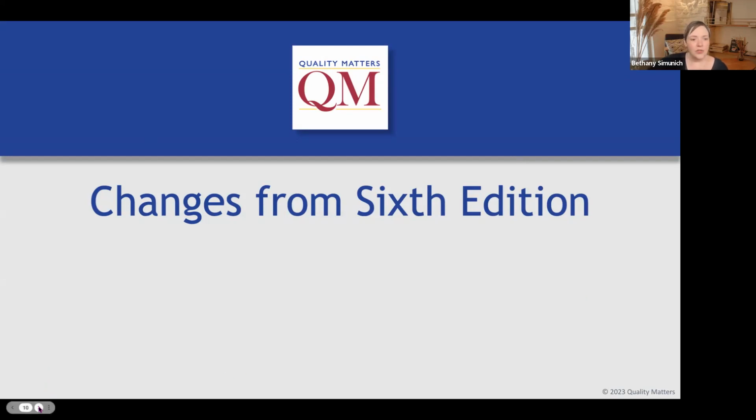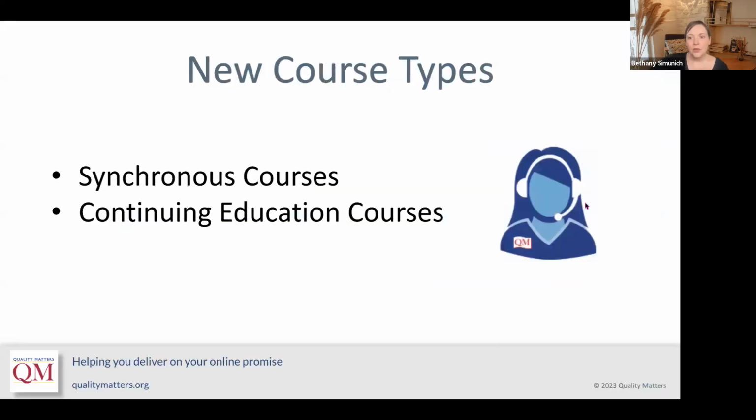So let's move on to specific changes that we wanted to highlight from the 6th edition. As I mentioned, since this was one of the specific reasons that we undertook the rubric revision to begin with, we have new course types that are reflected. Synchronous courses, as well as higher ed institutions, will now have the ability to review continuing education courses using the QM higher ed rubric. Let me pause here for a second and give you a little bit of information about synchronous course types and how those might be reviewed.